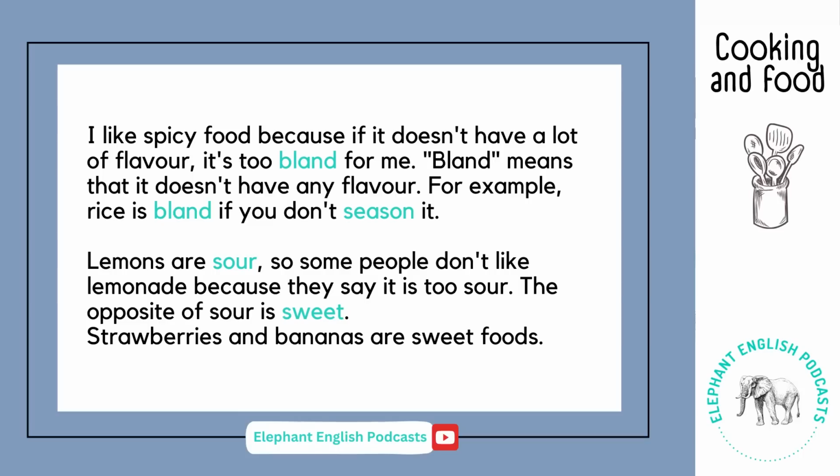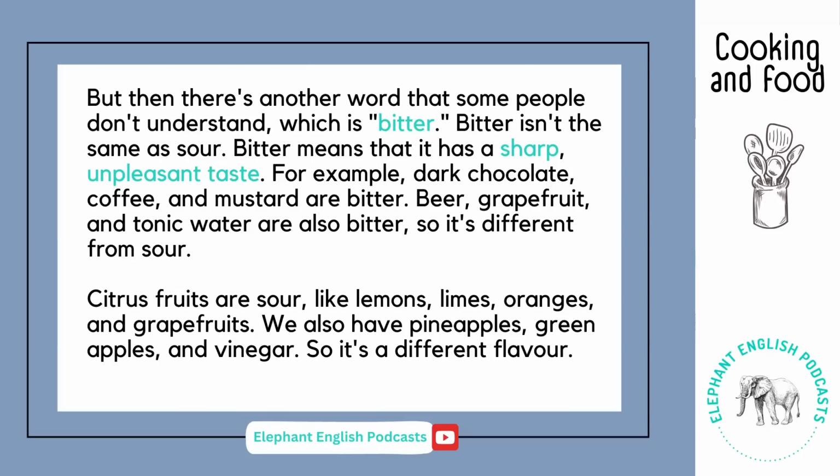Lemons are sour. So some people don't like lemonade because they say it is too sour. The opposite of sour is sweet. Strawberries and bananas are sweet foods. But then there's another word that some people don't understand, which is bitter. Bitter isn't the same as sour. Bitter means that it has a sharp, unpleasant taste.